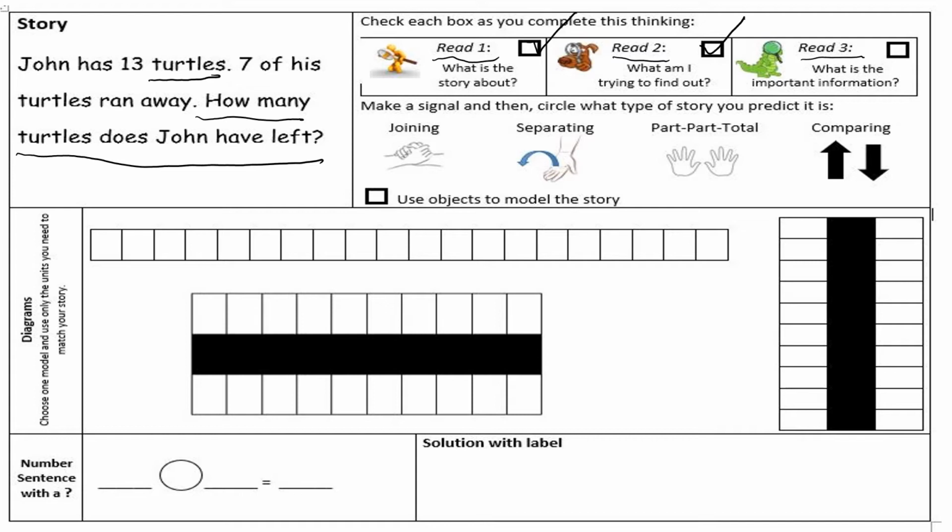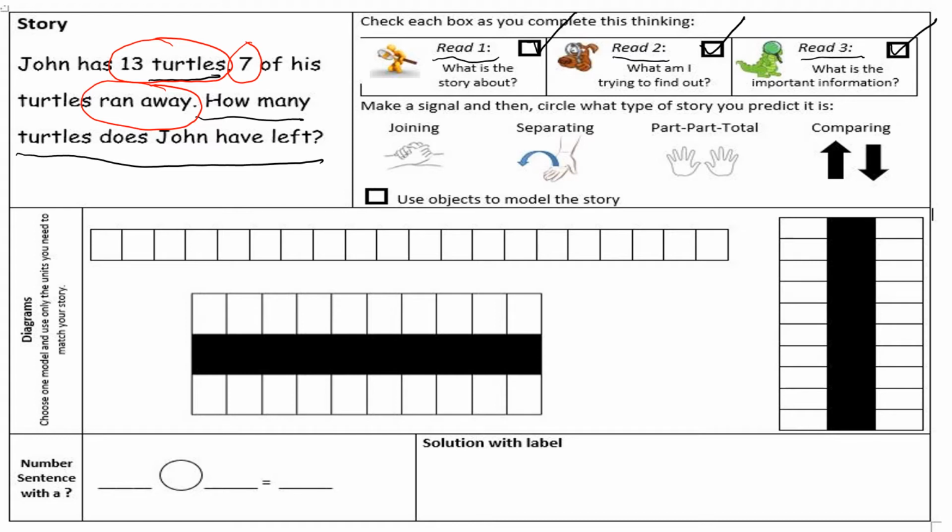John has 13 turtles. 7 of his turtles ran away. How many turtles does John have left? So, if I look at it, I need to know what he started with, and he started with 13 turtles. Now I need to know how many ran away so I can figure out how many he has left. And 7 ran away. So I'm done with my read 3, so I can check that off.